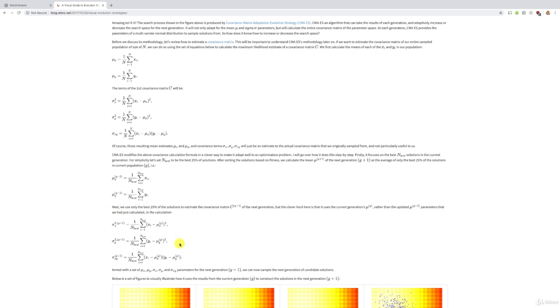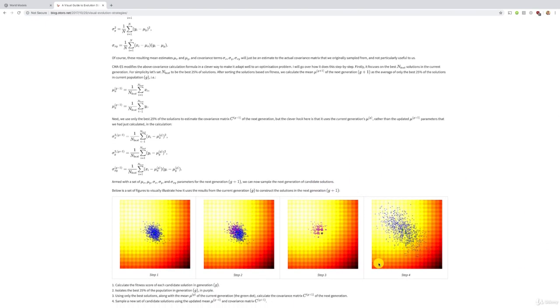And so then, once you do this, you have that hacked covariance matrix, and with that hacked covariance matrix, you're going to sample the next generation of candidate solutions. And so here we can see the different steps. Step 1, we calculate the fitness score of each candidate solution in generation G, before we extracted the 25% best. So we just look at the value of the function f of x and y for each of the blue points, meaning for each of the sampled solutions.